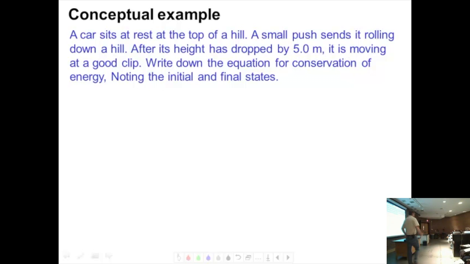All right, so here's a question for you. Conceptual type question. We'll solve it all the way to the end too. A car sits at rest at the top of a hill. A small push sends it rolling down the hill. After its height has dropped 5 meters, it's moving at some good clip. Write down the equation for conservation of energy, noting where's the beginning and the end.